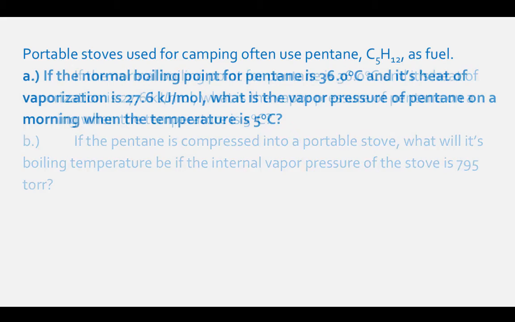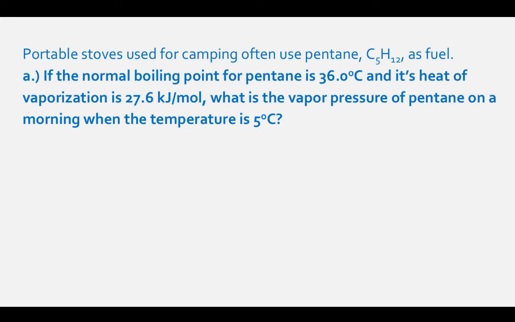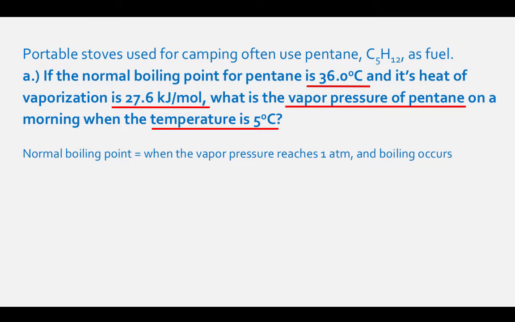Let's consider part A first. In this question, they are asking you to solve for the vapor pressure of pentane at 5 degrees Celsius. What kind of information do they give you to solve for this problem? They give you the normal boiling point of pentane and its heat of vaporization. The normal boiling point is a unique number because its definition is when the vapor pressure reaches 1 atmosphere or 760 torr and boiling occurs. So we know another vapor pressure and temperature as well.